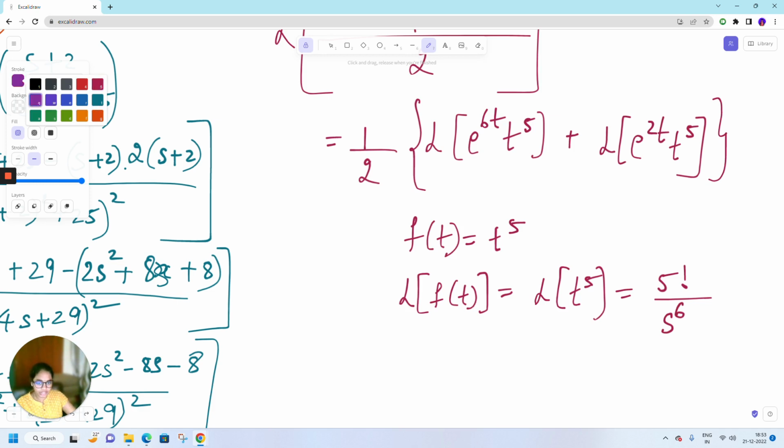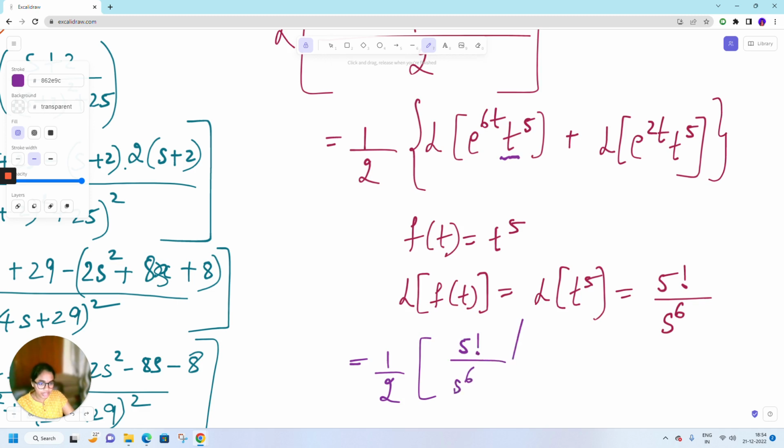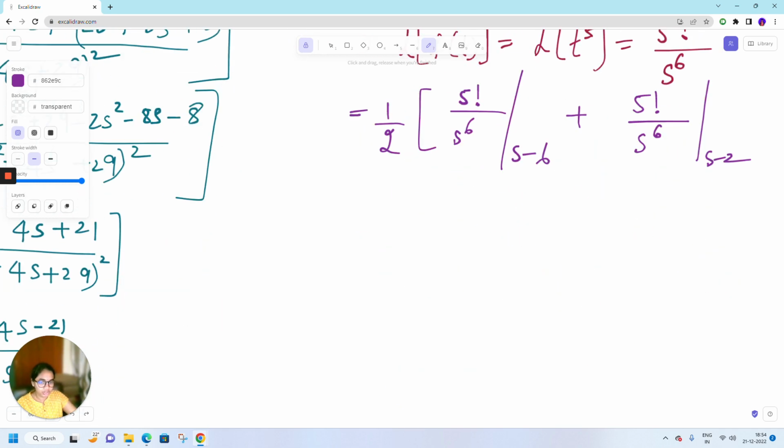Let me take the first term. I'll keep the half as it is. Laplace of, we've already found f of t. What is the next step? Write down whatever you found for f of t, replace s with s minus 6, plus the same thing. Write down f of t, 5 factorial by s to the power 6, replace s with s minus 2.